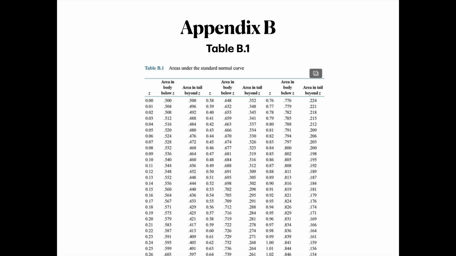The thing you need to notice is that there are actually 3 columns that are being repeated on each page 3 times. So here's the first 3 columns. You can see the first column's got a Z column, then an area in the body below the Z, an area in the tail beyond the Z. And it goes all the way down, and you keep changing different values there for the Z. And then you'll see that in the middle 3 columns, there's also a Z column, an area in the body below Z, and the area in the tail beyond the Z. And finally, there's a column Z, area in the body below Z, and area in the tail beyond Z. And you can see there's different Z values there.